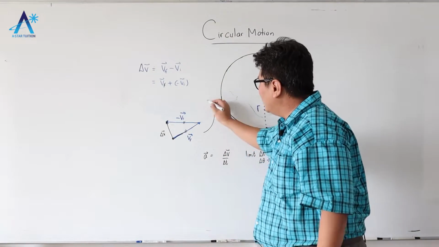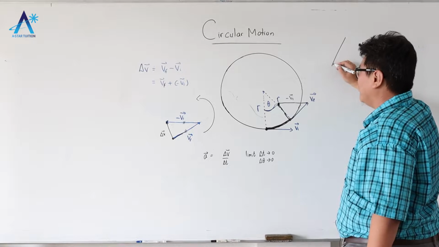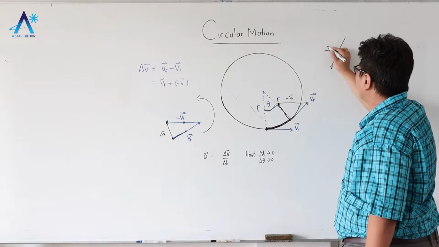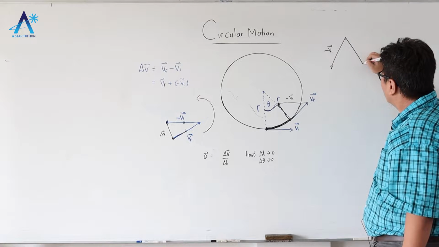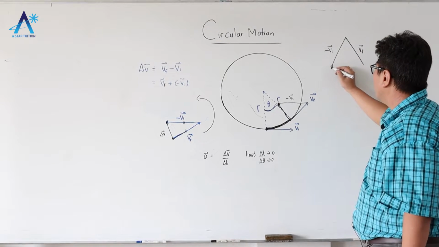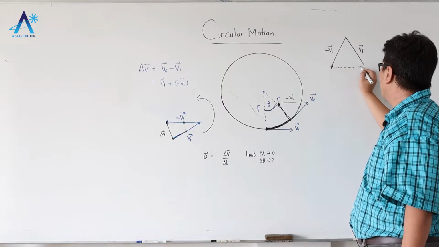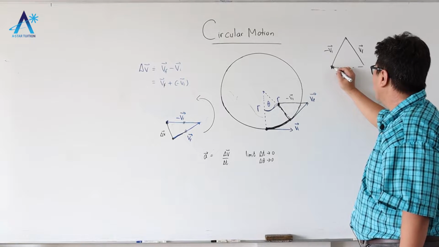Let me just change the orientation a bit. Let me just rotate like this so you can see. So you have minus Vi going this way, and then Vf going this way. Because the two have the same magnitude, we have an isosceles triangle. So then here, delta V would be this bit. This is delta V.